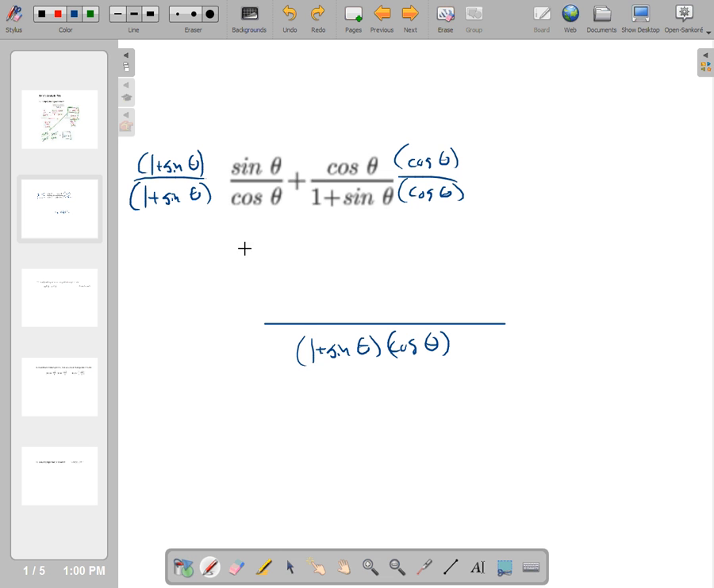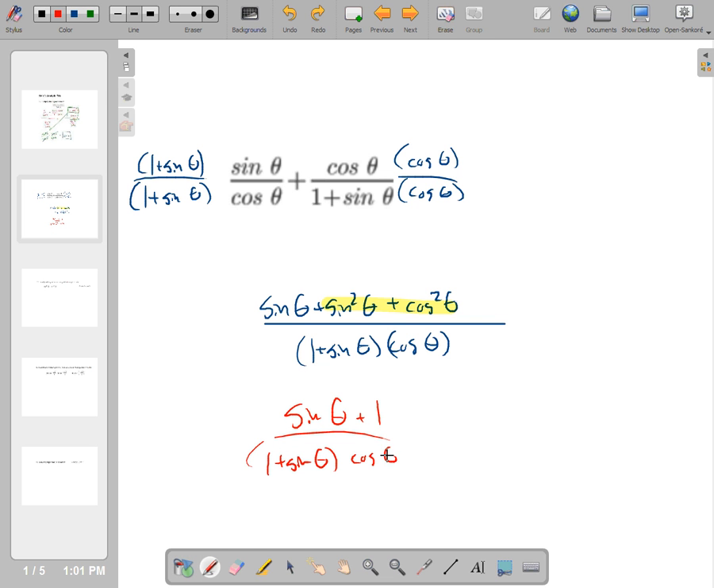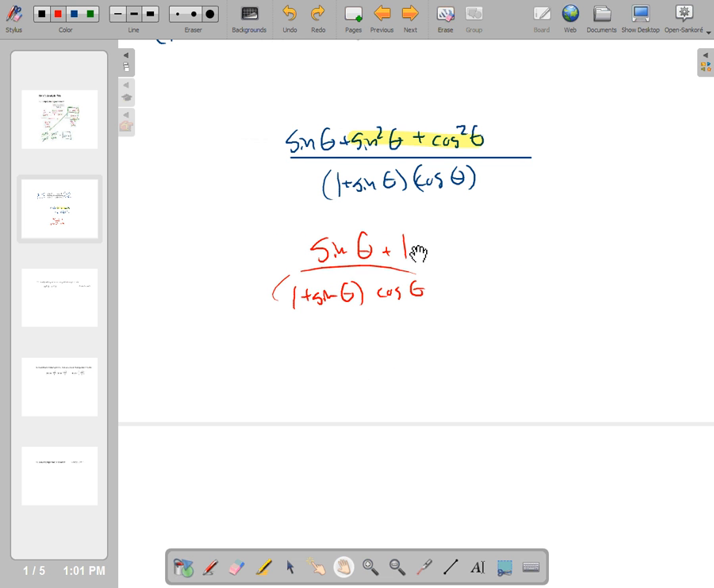Numerator, I'm going to distribute. Sine of theta times 1 is the sine of theta. Sine of theta times sine of theta is sine squared. And up here, I have cosine squared. So now I see sine squared and cosine squared. That's usually a good thing. That is 1. So now I have sine of theta plus 1 over 1 plus sine of theta times cosine of theta. And hey, look at that. Sine of theta plus 1 is the same as 1 plus sine of theta. So those can cancel out. You have 1 over the cosine of theta, which is the secant of theta. So we're done.